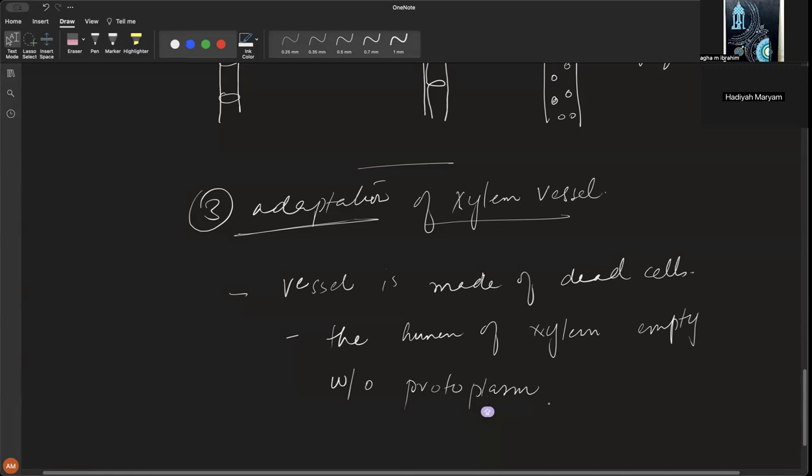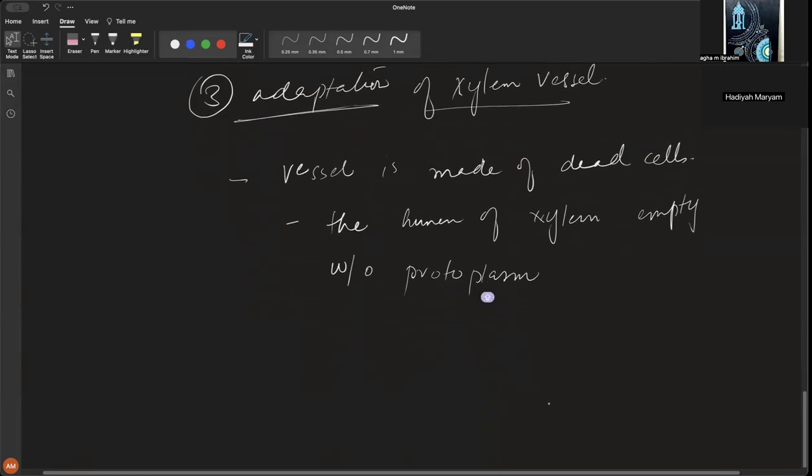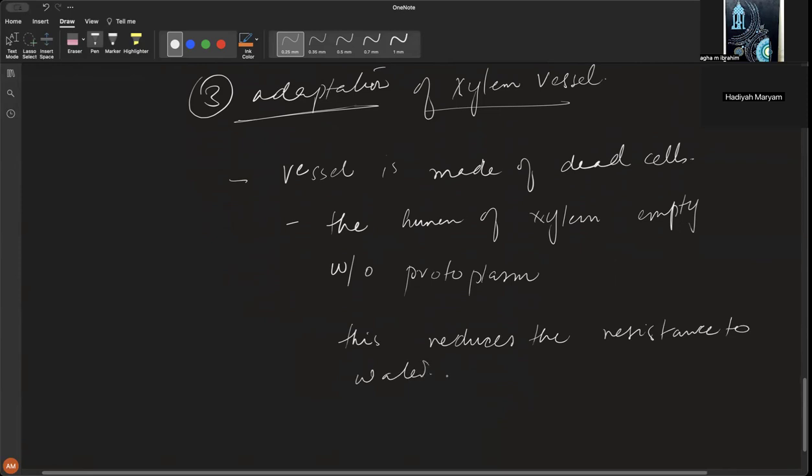This reduces the resistance to water. What does this do? This reduces the resistance to water. The resistance that the water is going to experience when it is moving up the vessel, up the lumen, is going to be reduced considerably. There is nothing, it's just water that can move all through, right?